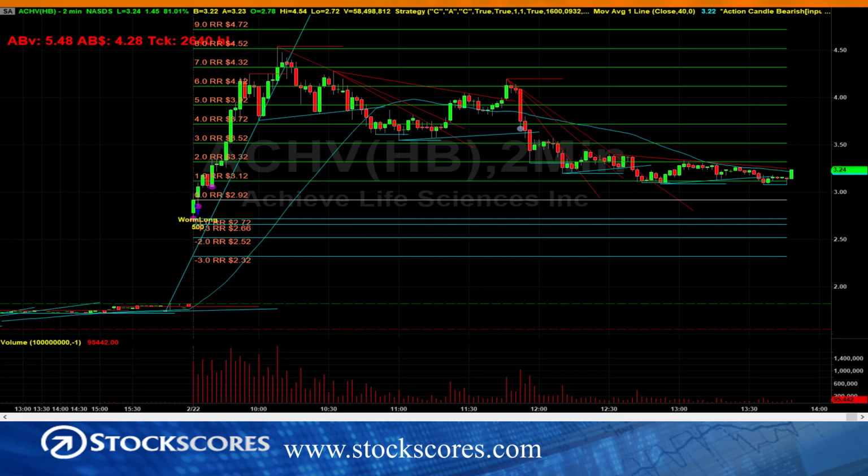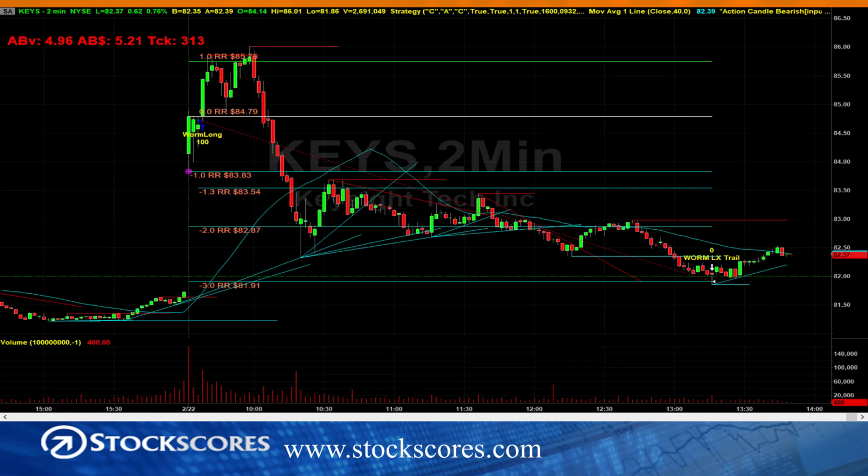ACHV, and again, you can see the action candles. This is a 2-minute chart. You can see up here it says 2 minute, and we've got relatively low volatility. The stock comes alive and moves up, again, 7RR in this case. All right, and not all the trades work.